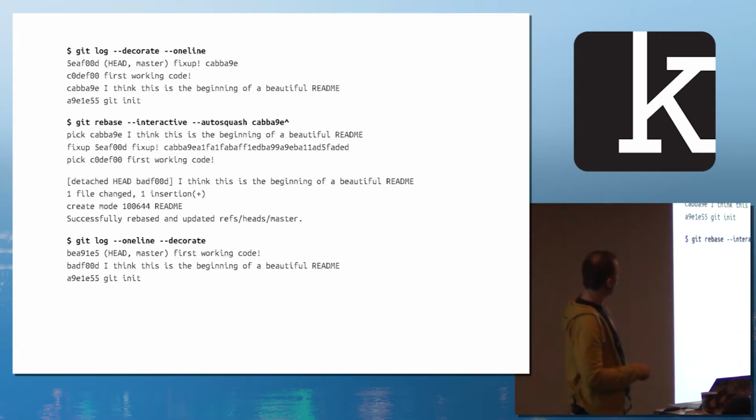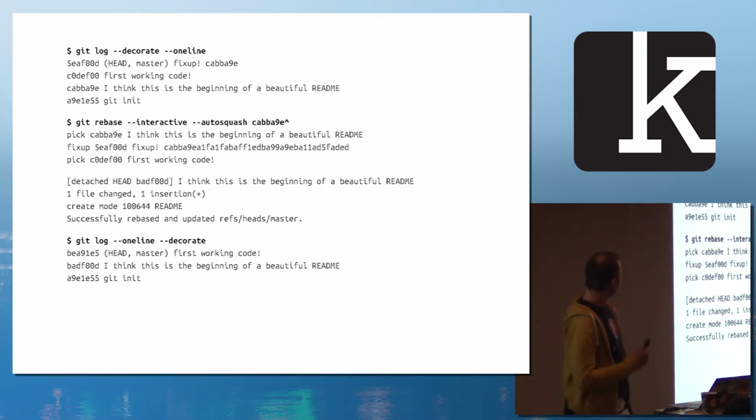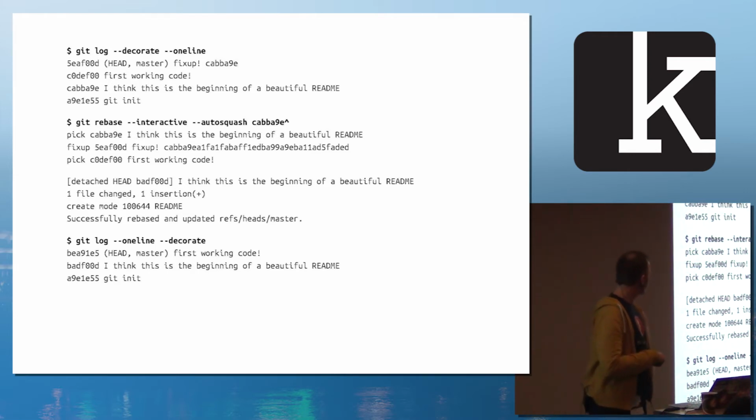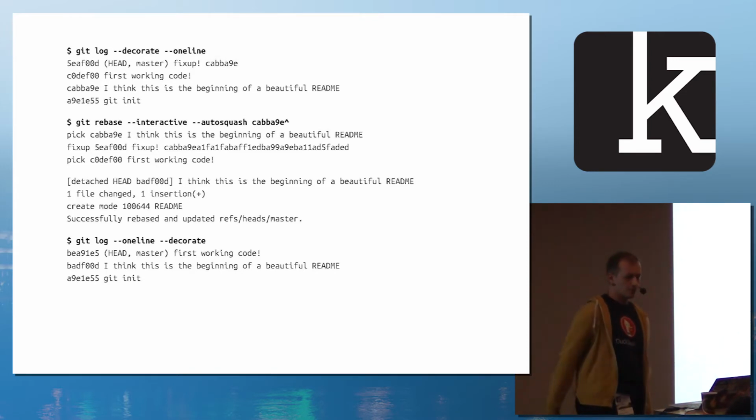But if we do autosquash, it will also understand this fixup comment, and it will provide us with an editor that already has this commit next to the cabbage and marked as a fixup. If we save it, then the log will look like this. First the ageless, then the cabbage and seafood squashed into bad food, and then the code foo with a new SHA of beagles because it has a different parent now. So git rebase --interactive --autosquash, very useful.